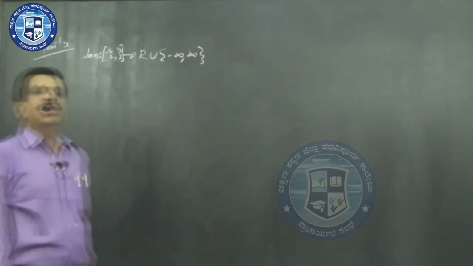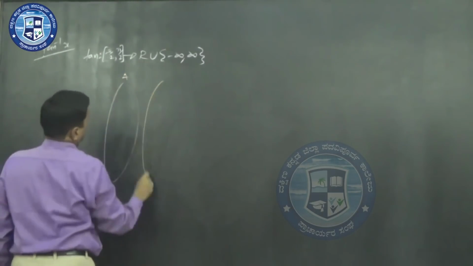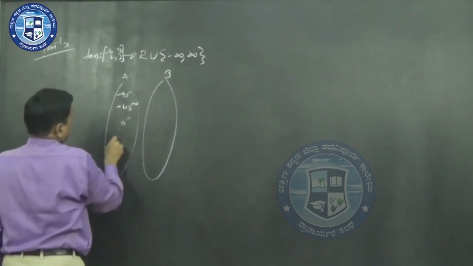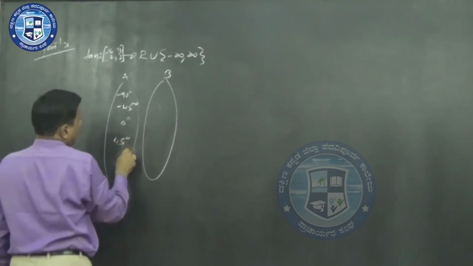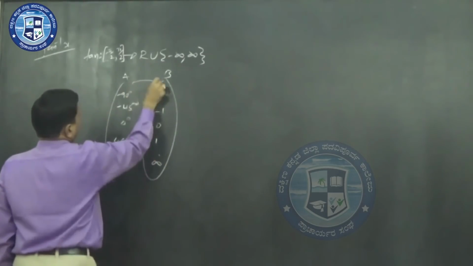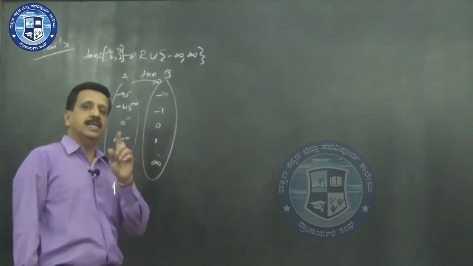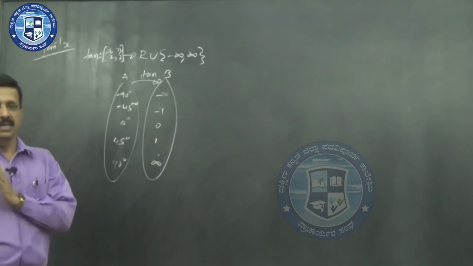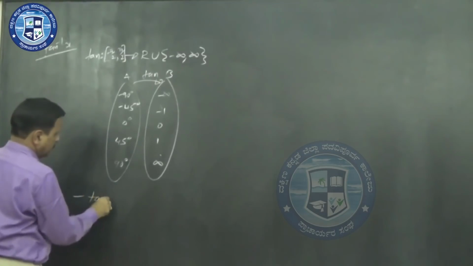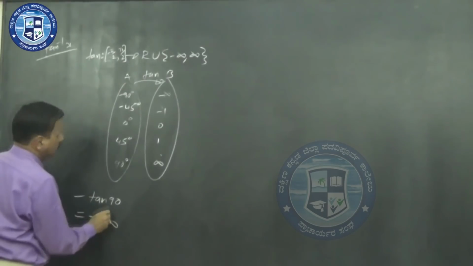A set contains all the values between minus pi by 2 and plus pi by 2. Look at this. This is set A, this is set B, this is minus 90, minus 45, 0, 45, 90, and minus infinity, minus 1, 0, 1 and infinity, and this is tan function. Tan of minus 90 equals, tan of minus theta is minus tan theta, so tan of minus 90 is minus tan 90, that is minus infinity.